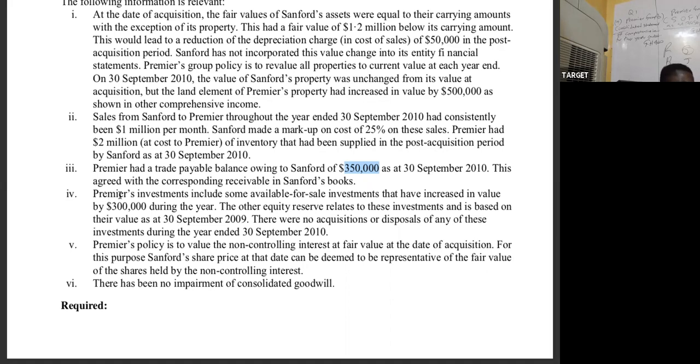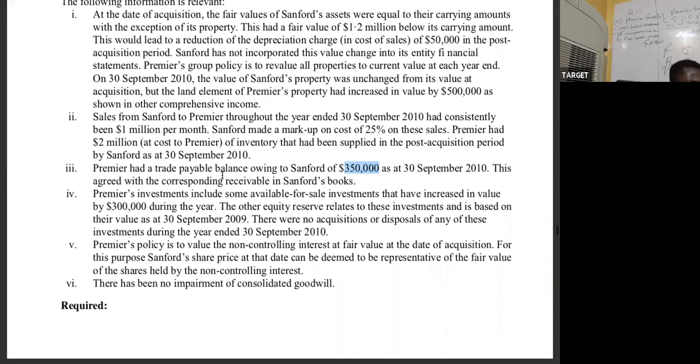Note 4. Premier's investments include some available for sale investments that have increased in value by 300,000 during the year. The other equity reserves relate to these investments and are based on their values as at 30th September 2009. There were no acquisitions or disposals of any of these investments during the year ended 30th September 2010.